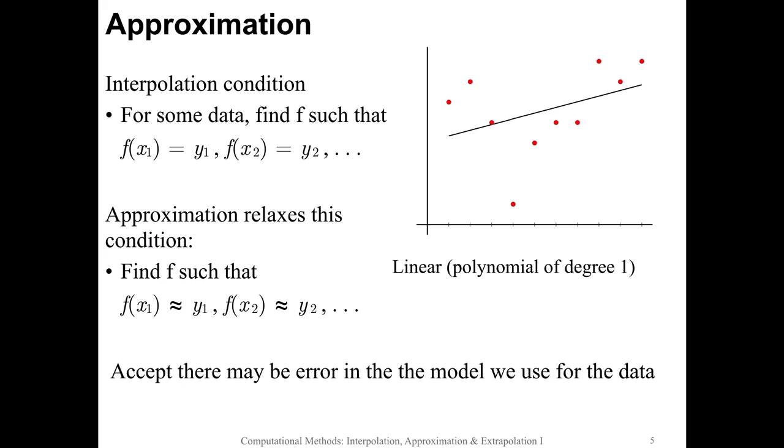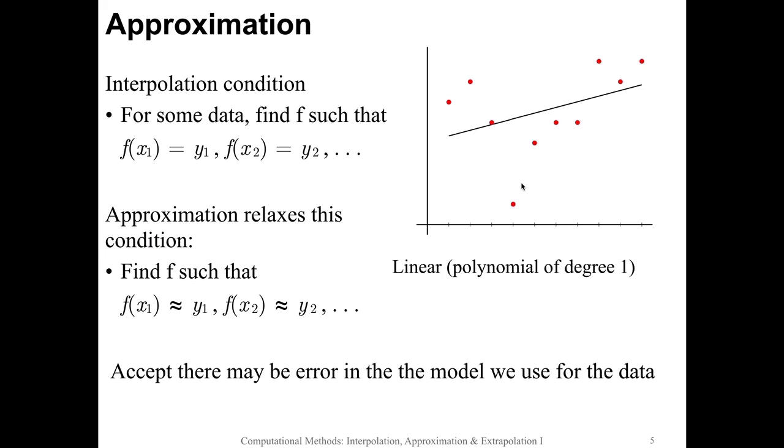So here's an example of an approximating function for some data. The red points show our data measurements. The marks along the bottom, our x's, show the knot points. And the data are scattered around, and we've placed a linear polynomial, a polynomial of degree 1, that approximates our data. It doesn't go through every data point exactly because we've relaxed that condition. We're not interpolating the data anymore, we're approximating it.